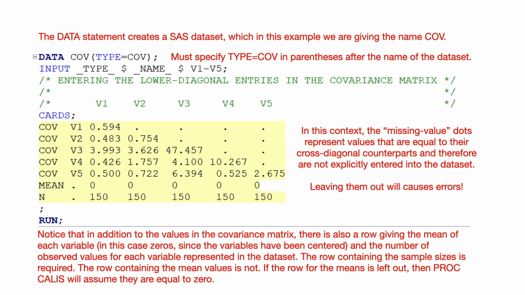Notice that in addition to the values in the covariance matrix, there is also a row giving the mean of each variable, in this case zeros since the variables have been centered, and the number of observed values for each variable represented in the dataset. The row containing the sample sizes is required, but the row containing the mean values is not. If the row for the means is left out, then PROC CALIS will assume that the means are equal to 0.